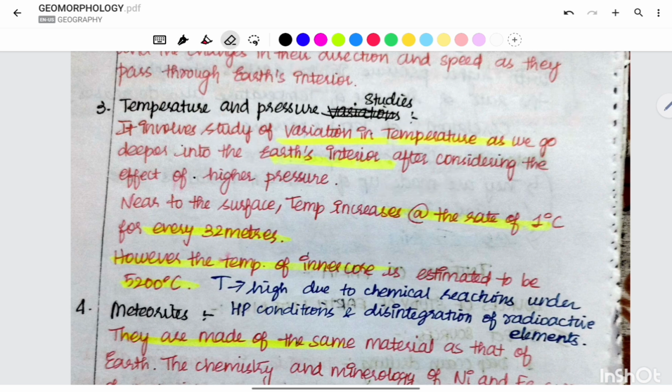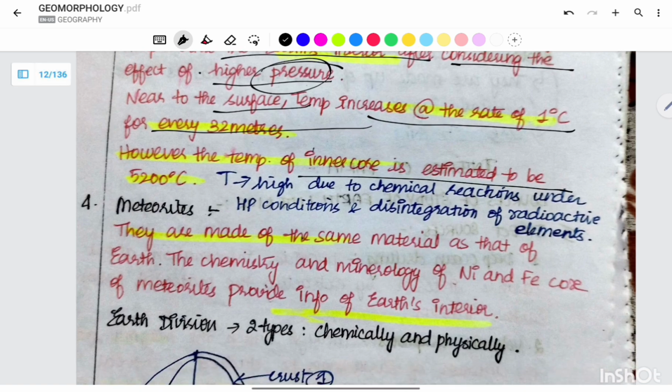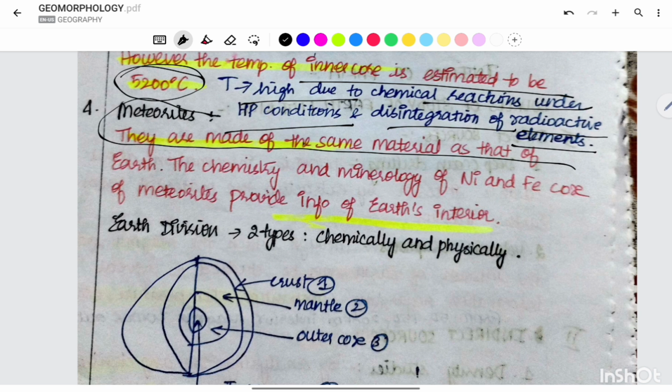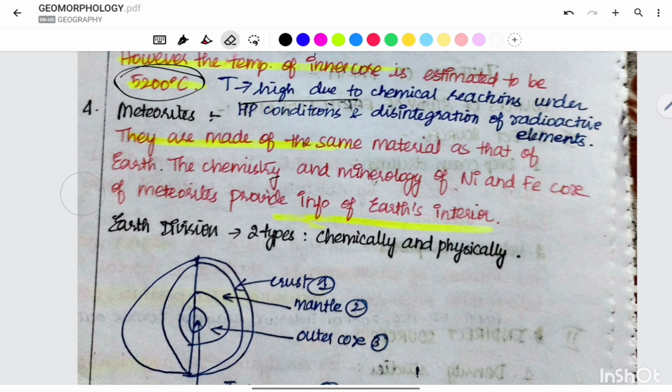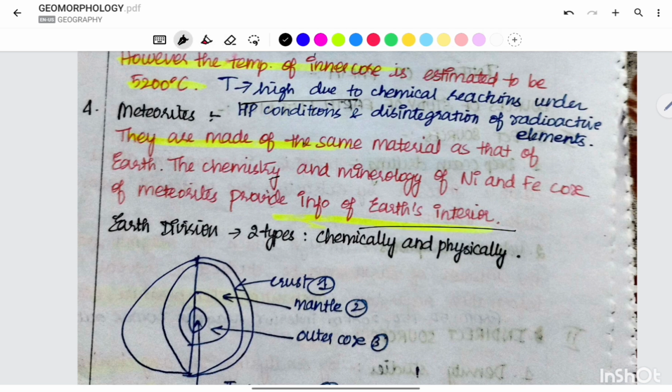It involves the study of variation in the temperature as we go deeper into the earth, after considering the effect of the pressure. Near the surface, the temperature increases at the rate of 1 degree for every 32 meters. However, the temperature in the core is estimated to be 5300 degrees Celsius. Temperature is high due to the chemical reactions under high pressure conditions and disintegration of radioactive elements. Meteorites are of the same material as the Earth. The chemistry and mineralogy of the nickel and iron core of meteorites provide information about the Earth's interior.